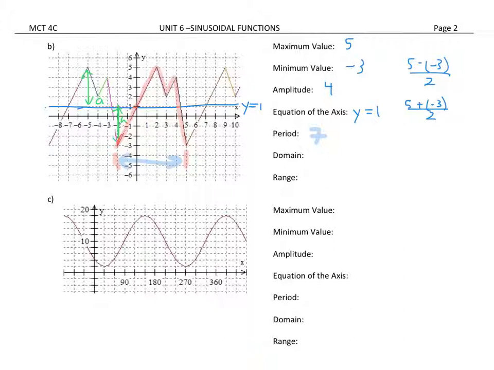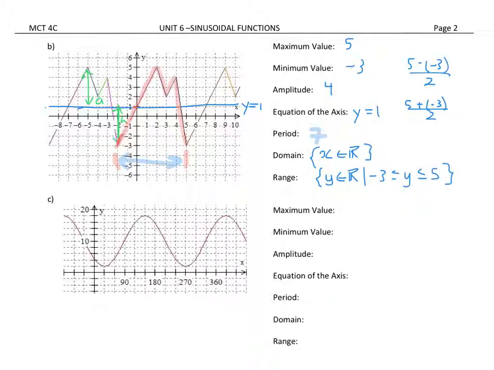It's 7 units. The domain, again, assuming this goes on forever and ever in both directions, is just going to be x as an element of the real numbers. And then as far as our range goes, the y values are all real numbers as well because they're all joined together, but we bottom out at negative 3 and we top out at positive 5. So our y values are sandwiched between those two values.